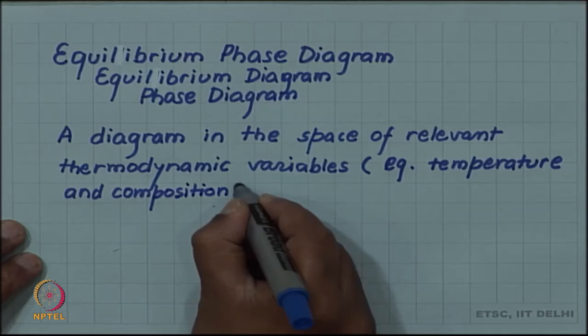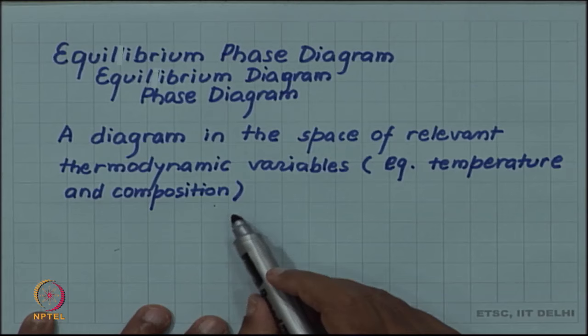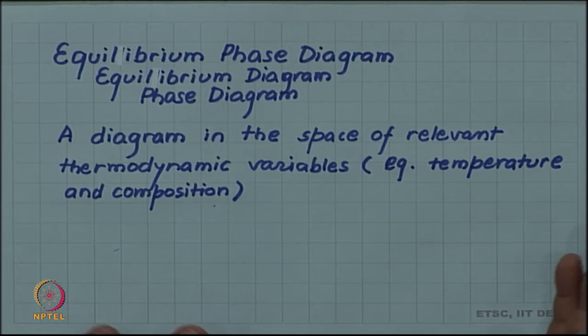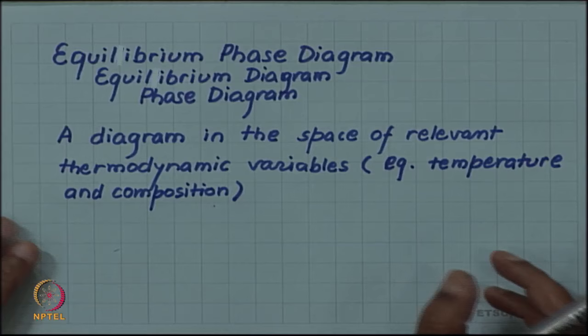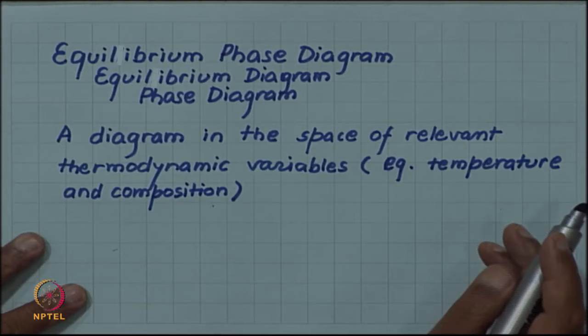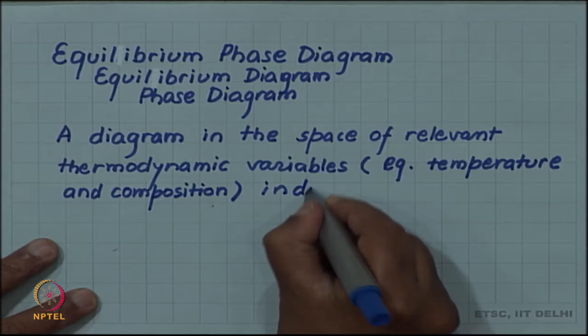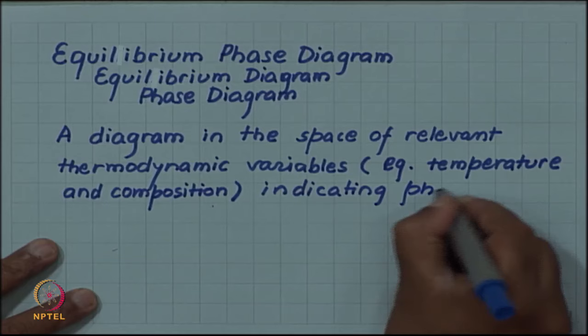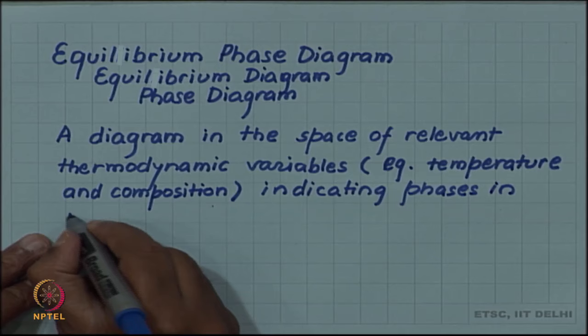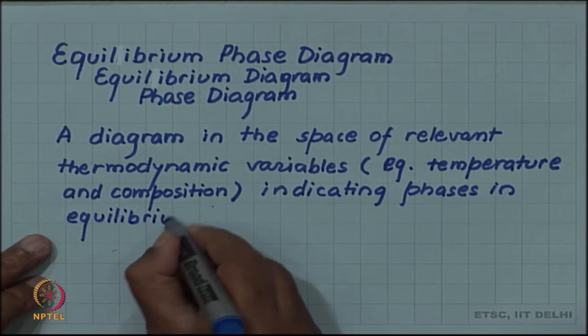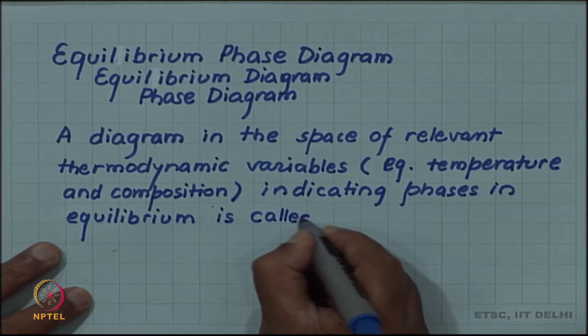but the definition as written accommodates other phase diagrams where, for example, if you want to study the effect of other variables like pressure or electric or magnetic field on what kind of phases you get. So, you can have those variables as part of your phase diagram. So, a diagram in the space of relevant thermodynamic variables indicating phases in equilibrium is called a phase diagram.